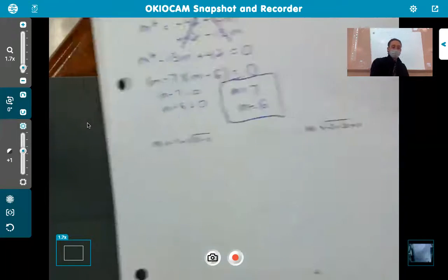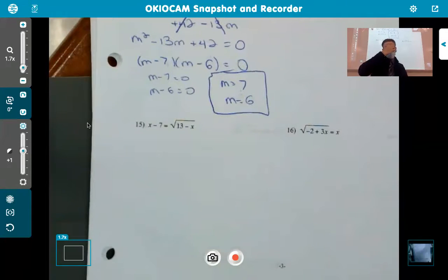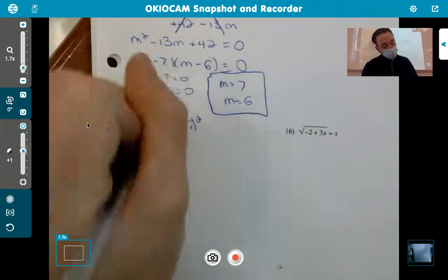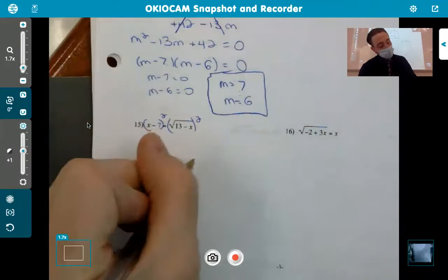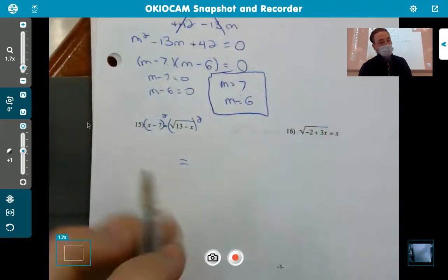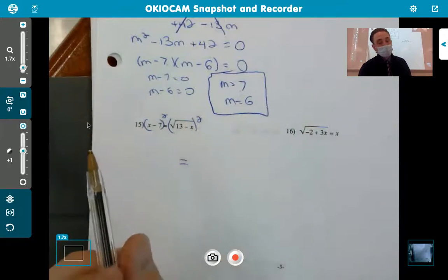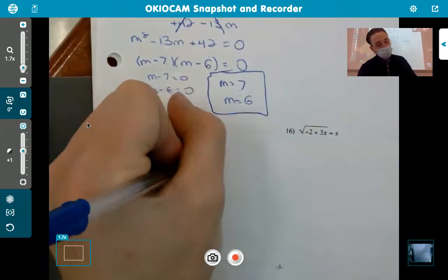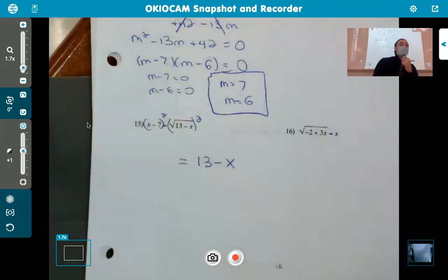Okay. Let's move on to 15. Should be in a little bit more of a groove by now with these types of questions. So what should I do on both sides to start? Square it. Right. Isolate my root and then square both sides. What's going to be left over on the right-hand side? So if I'm just looking at squaring the square root. Yeah. 13 minus x.